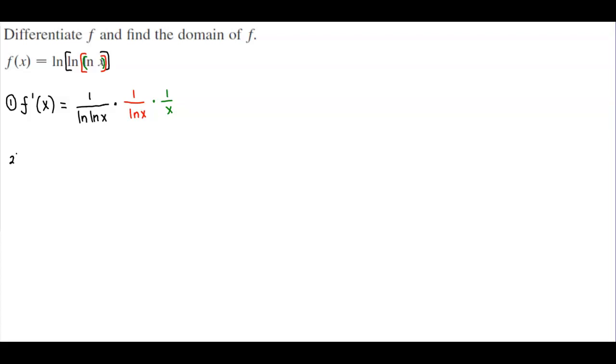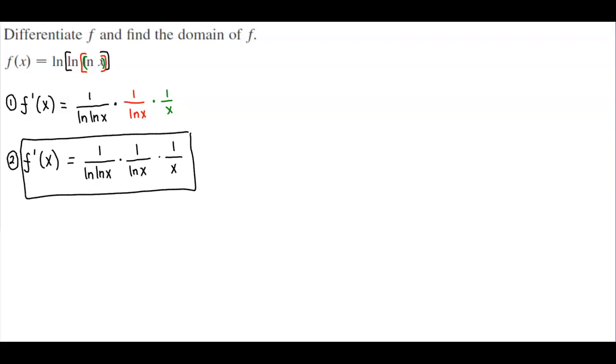So we have determined what the derivative is. The derivative is going to equal 1 over the natural log of the natural log of x, times 1 over the natural log of x, times 1 over x. And so there is the derivative of our function.